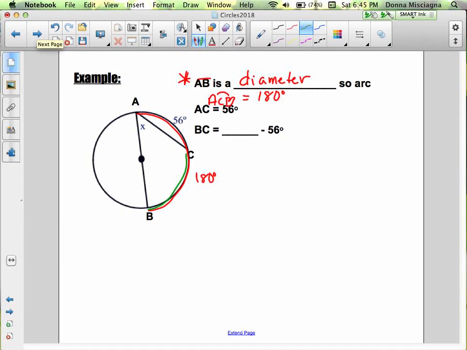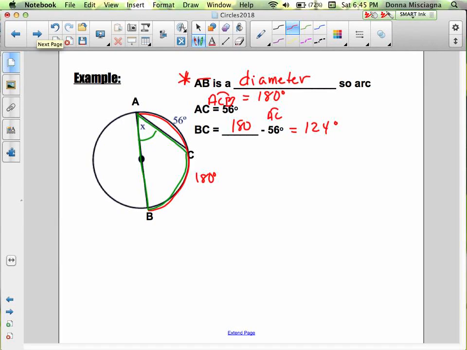We, however, need this measure right here, because that's the intercepted arc for our angle. And if we follow the sides of the angle back to the vertex, we see, yep, this is our angle right here, and that's our arc. So we know that arc AC equals 56 degrees. Together, arc AC plus arc BC is 180, so BC has to be equal to 180 minus AC. So that means arc BC is 124 degrees.